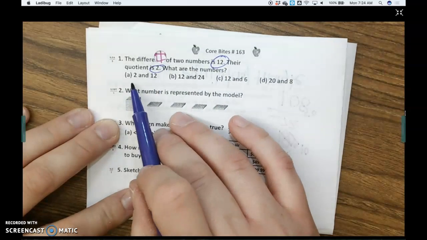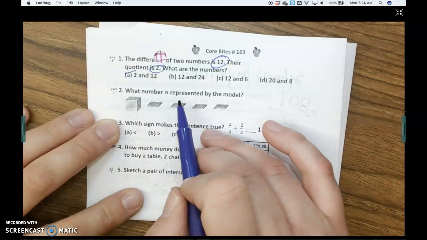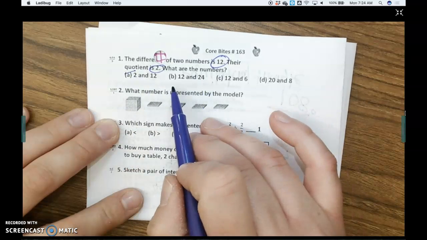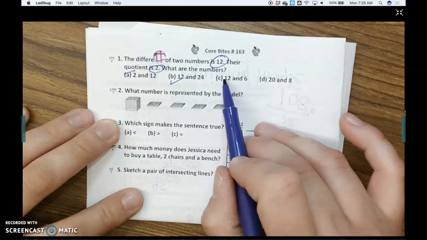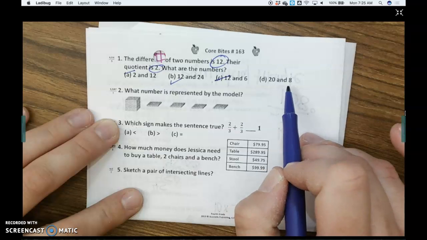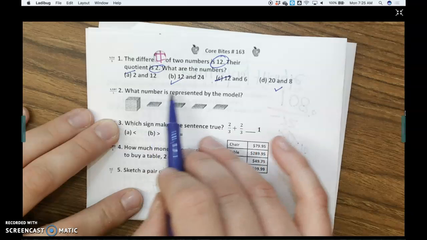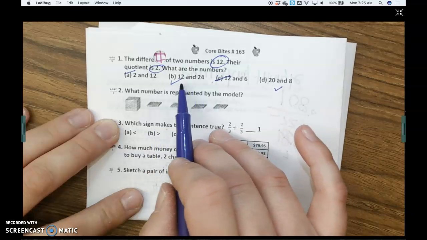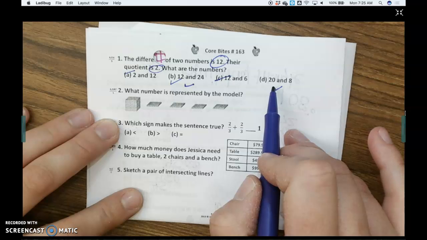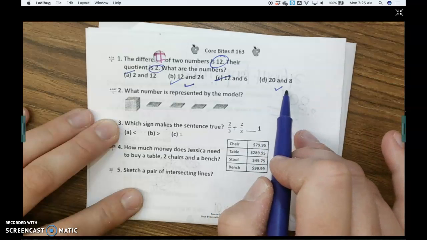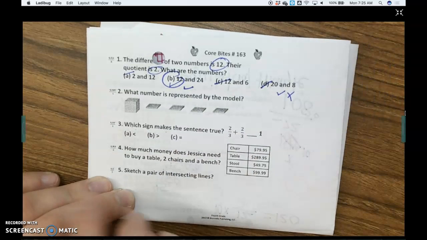Okay? So 12 minus 2 is 10. It's not going to work. 24 minus 12 is 12. So maybe 12 minus 6 would be 6. 20 minus 8 would be 12. So maybe. All right, so then if you divide them, 24 divided by 12 is 2. 20, you can't divide it by 8. Okay, so your best answer, your only answer is B.